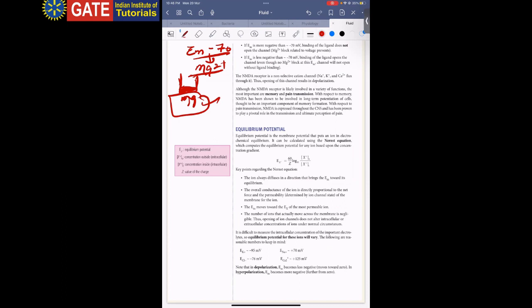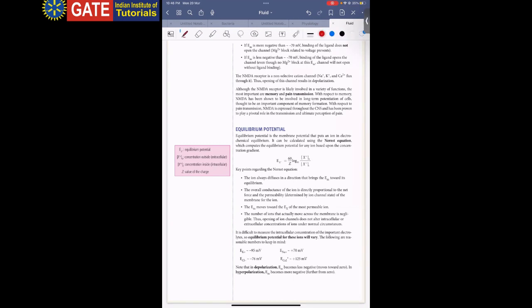But if it is less negative than minus 70, the magnesium is already removed. It's an open state. So even with the ligand binding, there will be no opening of the channel because the channel is already open, because there is no magnesium. So this is the interplay: two properties that are determined by the membrane potential as well as the presence of a ligand, that is glutamate or aspartate.